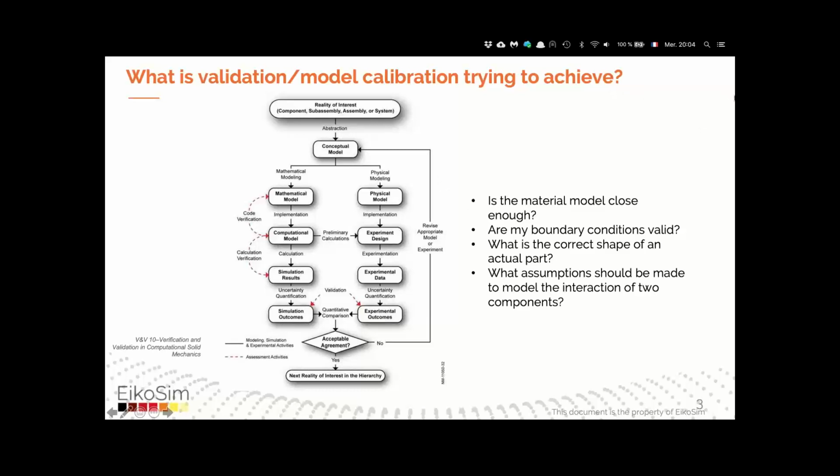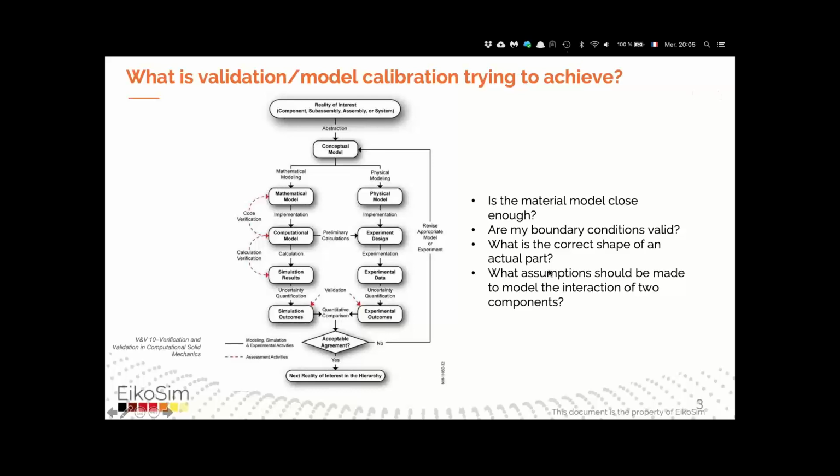are the material models close enough to what was expected in the simulation? Is the boundary condition for the simulation valid? Is the shape of the part that I used in the simulation correct? Is it really the real shape or close enough? Or is the interaction model between these two parts correct? It's not always easy to answer these questions. And the work of validation, which is described in this figure, is to address these questions.